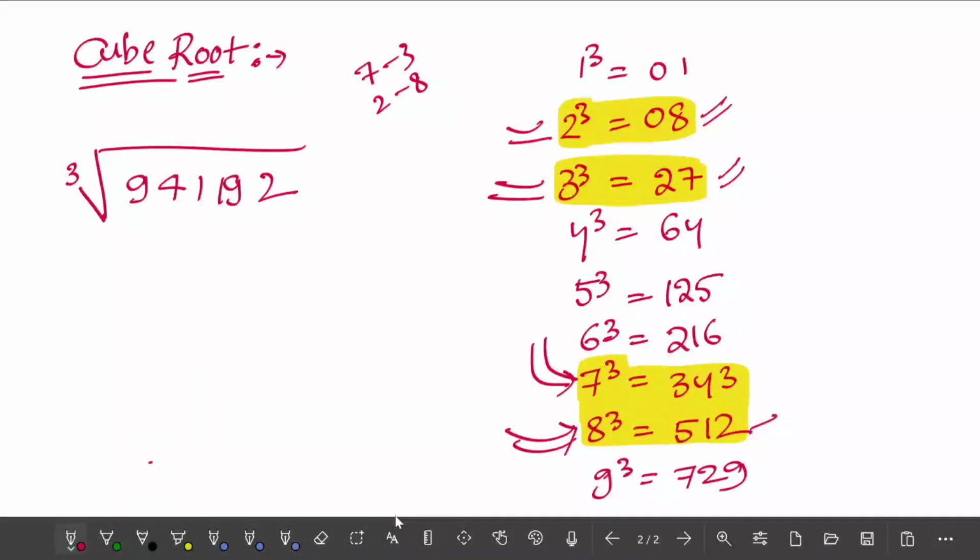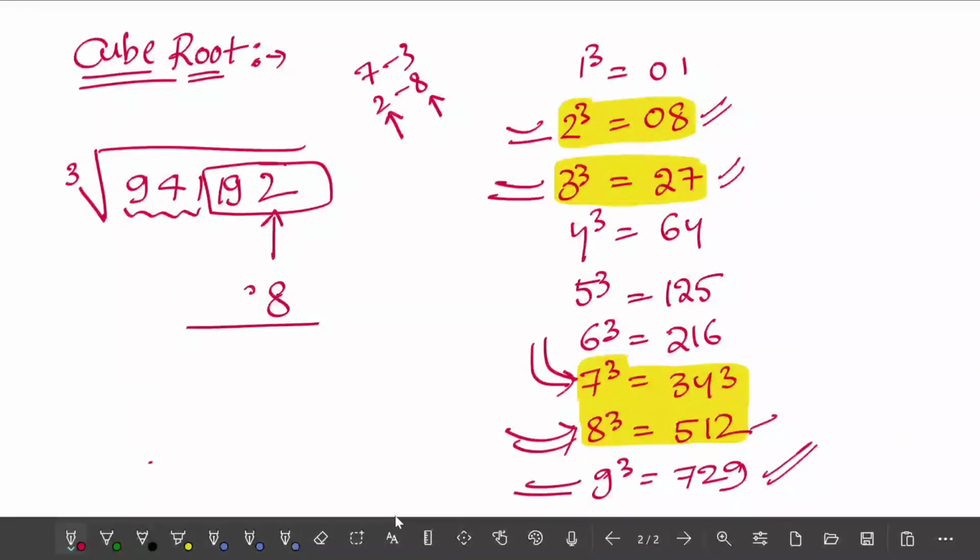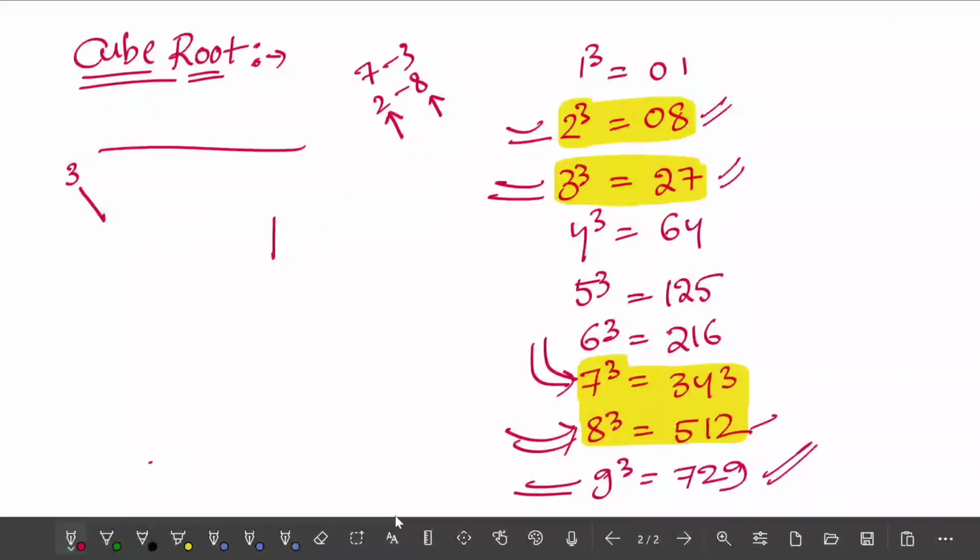911941192. As soon as I look at 2 as the unit digit, when finding the cube root of any number, I have to put 8 as its unit digit, and leave the 3 digits from the right side. So before 941, is there any cube number? Yes, there are many cube numbers, but before 941 there is 729. 729 is whose cube? 9's cube. So here it is 98. Clear? Let us take one more example.